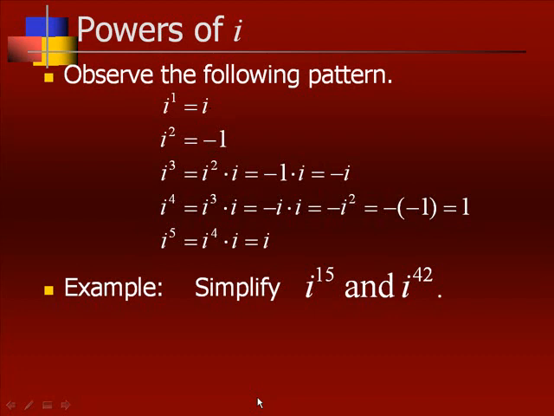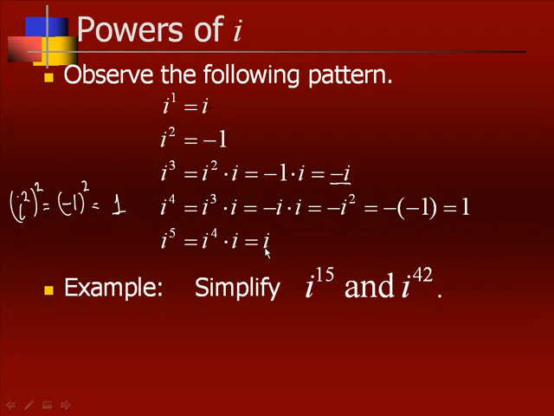Same thing on i to the fourth. Actually, i to the fourth, we would call that i to the third times i. Well, i to the third is negative i, times i, which would give us negative i squared, or negative of negative 1, which is 1. Now, another way would be to say, well, i to the fourth is i squared squared, which is negative 1 squared, which is 1. i to the fifth is i to the fourth times i, which is just i.